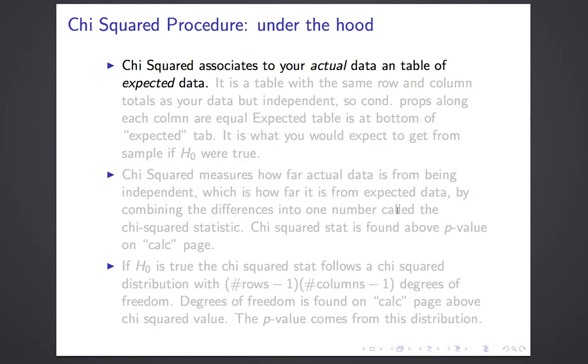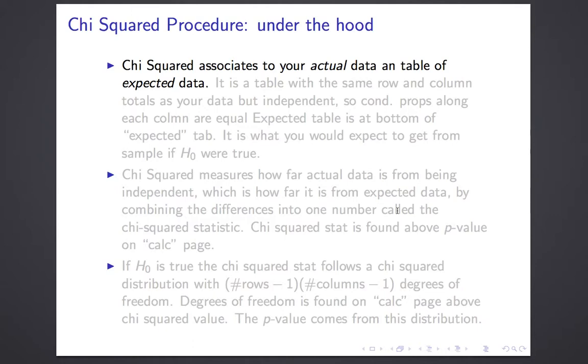Here's what's going on under the hood. Your null hypothesis is that the two variables are independent. That is to say, the conditional proportions are equal in each column. If you were going to write that as an equation, it would be a bunch of things being equal, so we'll never write the null hypothesis symbolically. The alternate hypothesis is that the variables are associated or related.